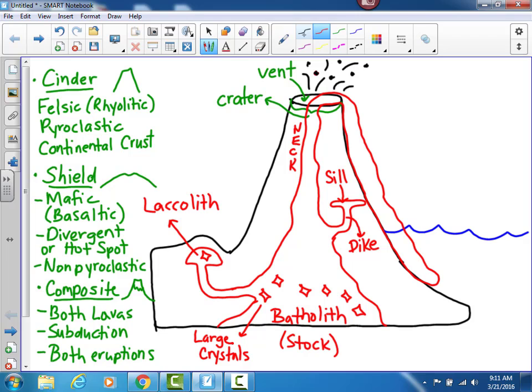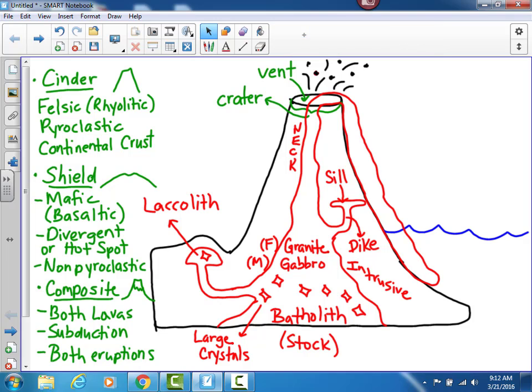Those rocks would have been either granite or gabbro. You might remember that granite was from felsic lava because it was typically lighter colored. Gabbro was from mafic lava because it was typically darker colored. And the rocks that form inside the volcano we labeled as intrusive. If they form outside of the volcano, then we labeled them as extrusive, because they formed outside the earth.